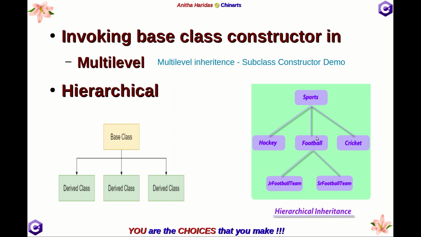Then for football, again you can have 2 different classes, junior football team and senior football team. So senior football team will inherit the properties of football. Football will inherit the properties of sports. So there are lots of examples available. You can go through all these examples for hierarchical inheritance, and when we discuss the sample programs, we will also talk about how hierarchical and multi-level inheritance are implemented in C#. Some demo programs we will discuss later.